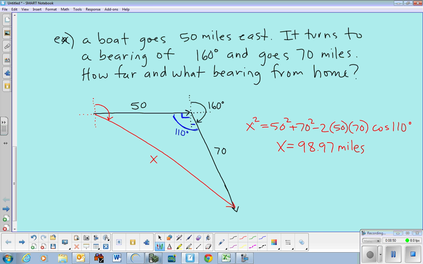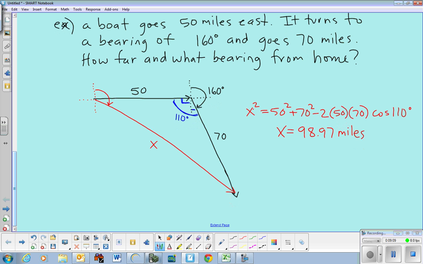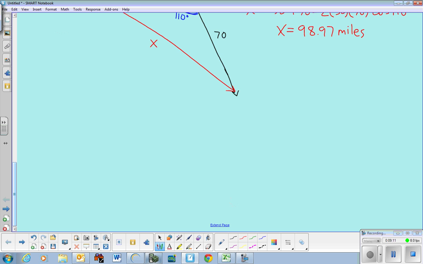And remember, though, with a vector, you don't only need to know where or how far away it is. You need to know what direction it went. All right, this has to do with a lot of real-world navigation type problems. If you're trying to find something, you need to know how far away it is and in what direction. We can't just know that it's 98.97 miles. We need to know what direction it would go.